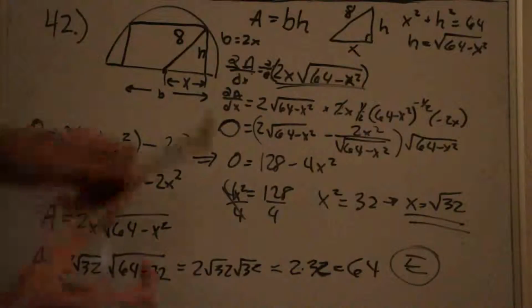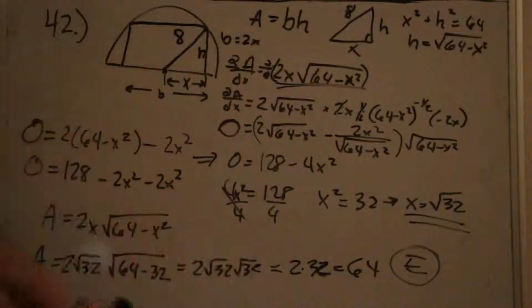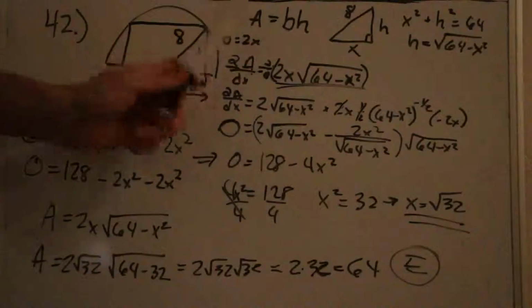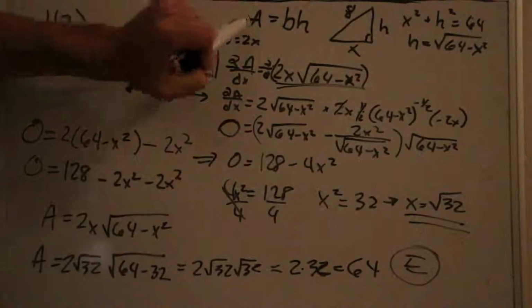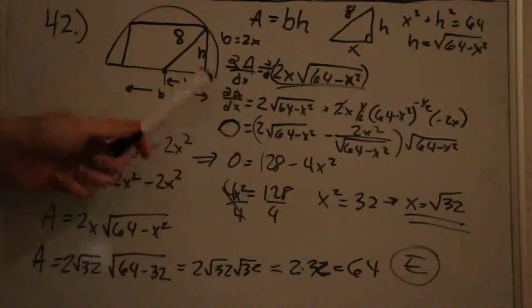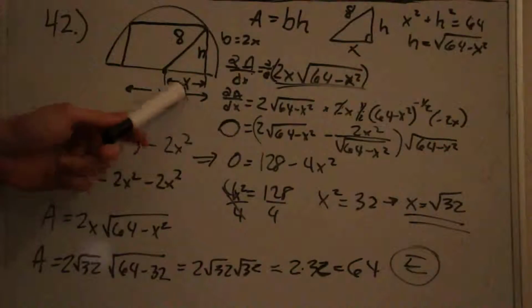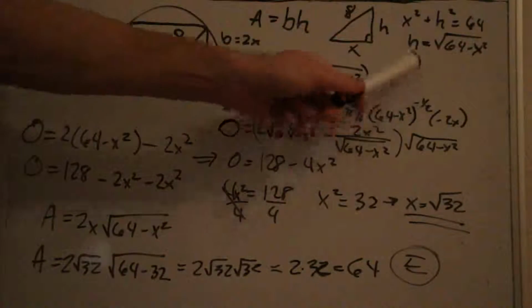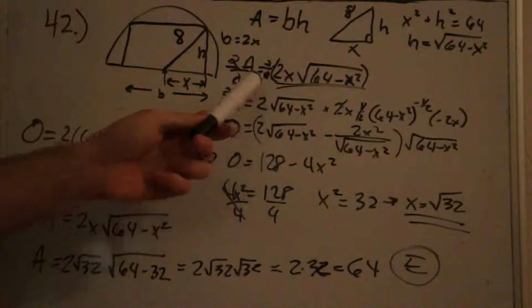Well, to find the area of the rectangle, I said, well, area equals base times height, okay? But I can't just have two variables. I can only have one variable if I want to take the derivative, because I'm maximizing it, so I find where the derivative of the area equals 0. So I say, well, okay, x is b over 2, and x squared plus h squared equals 8 squared, right? And I use that to solve for h in terms of x, and then b is equal to 2x, right?